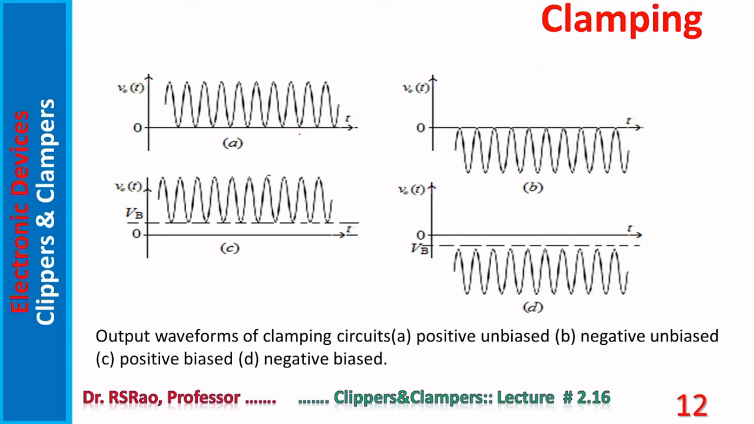Output waveforms are shown. In all these waveforms, it is assumed that the input waveform is pure sinusoidal AC. This is the output in case of A, this is the output in case of B, this is the output in case of C, this is the output in case of D. C and D belong to biased clamping circuits. A and B belong to outputs of unbiased clamping circuits.